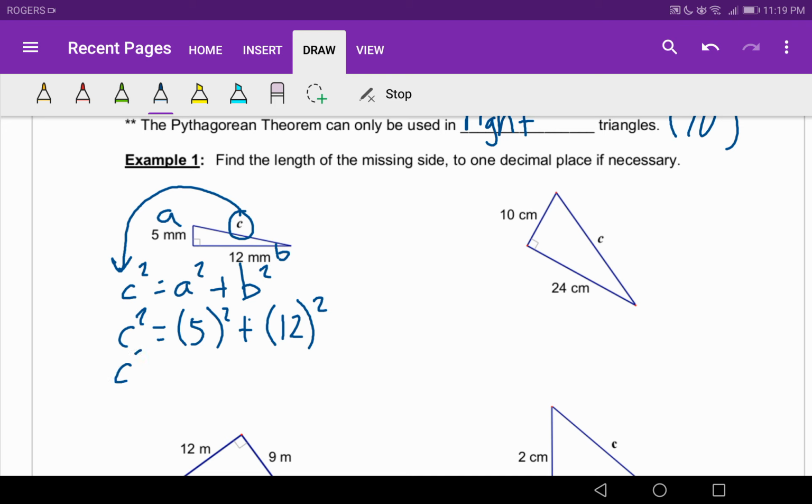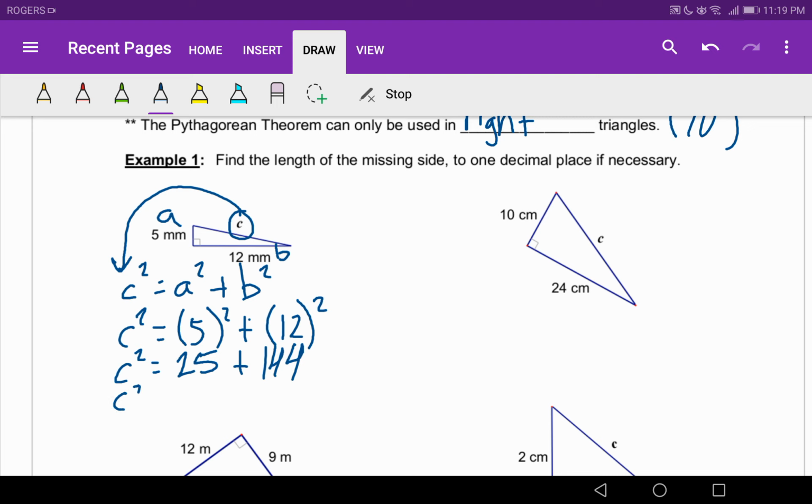So C squared equals, remember to follow BEDMAS, so do exponents before you add. 5 squared on your calculator, that's 5 times 5. Or if you know where your squared button is, use your squared button. It's 25 plus 12 squared is 144.